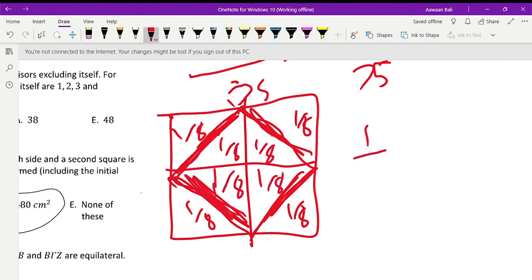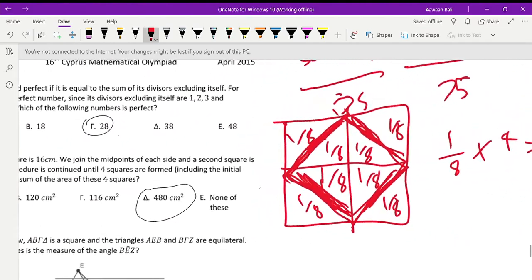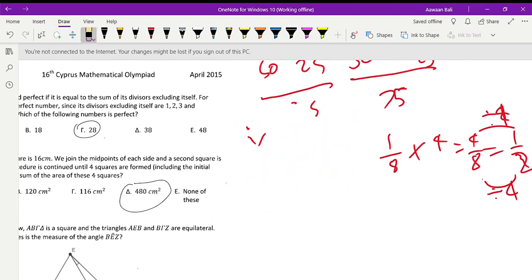If you do 1 upon 8 times 4, that's 4 upon 8. So this square is 4 upon 8 of the whole square. And guess what 4 upon 8 simplifies into? If you divide both by 4, you get a half. See? So that means that this square is half of the area of the rest. So basically, knowing this, we can find the area of all of them.